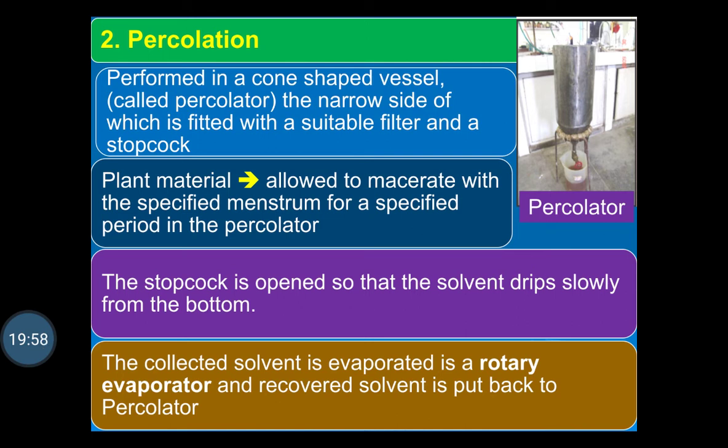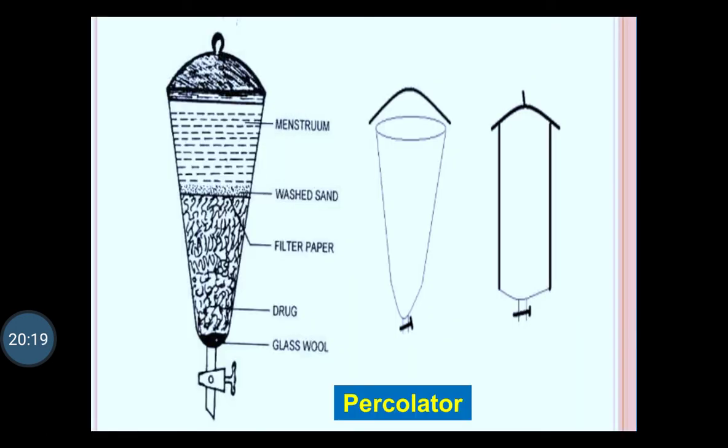Only in this case the precaution should be taken that the crude drug should be reduced to a coarse powder, otherwise the percolation of the solvent will not take place through the fine powder of the crude drug. So here the percolator is shown. This is the lid of the percolator. This is the conical shape of the percolator. At the bottom you can see a stopcock.